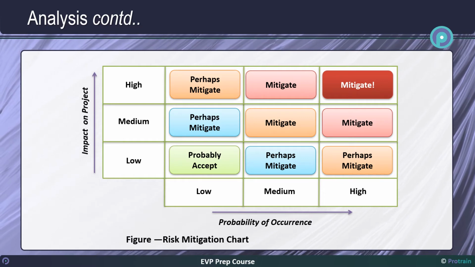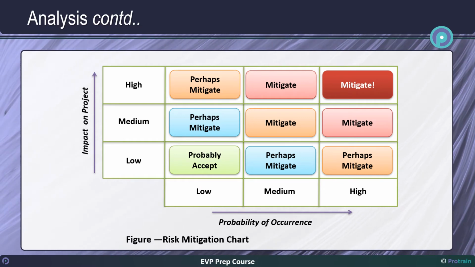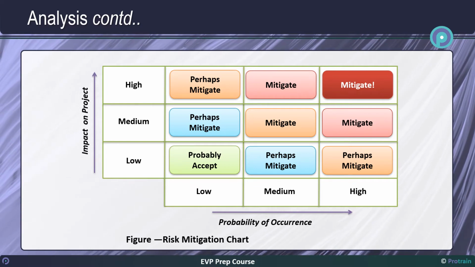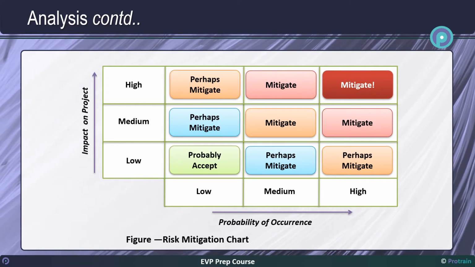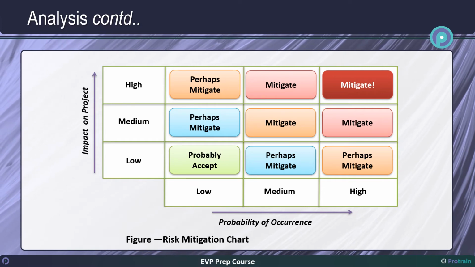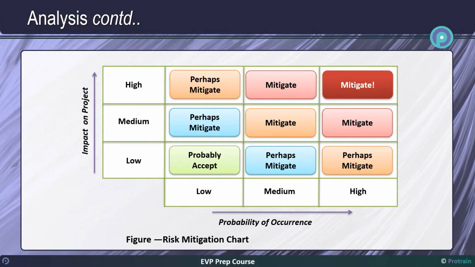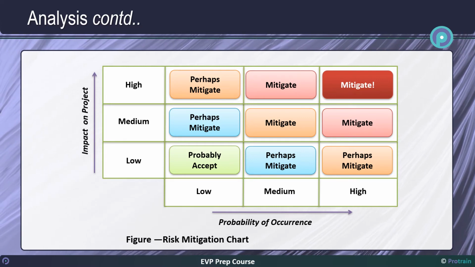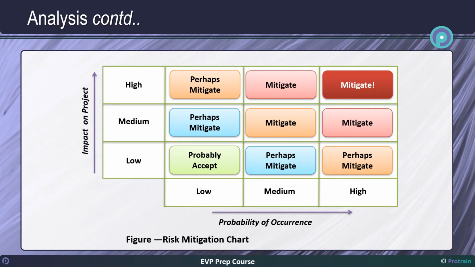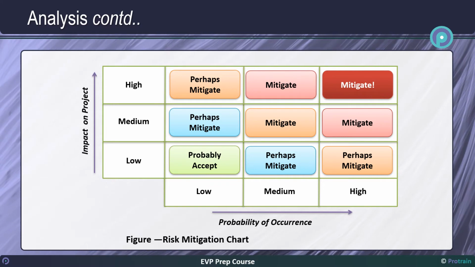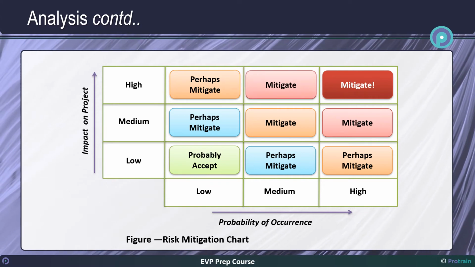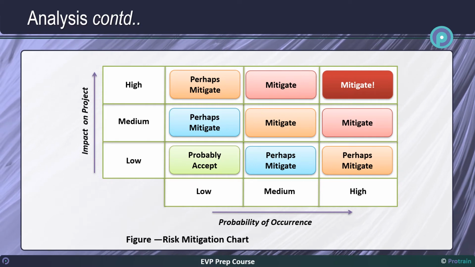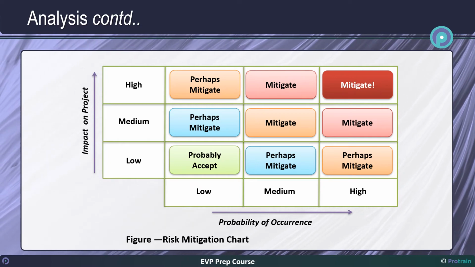Let us take the same example of fire at site to understand how to use the probability impact risk matrix, and determine criteria for mitigation of a particular risk. As noted in the risk assessment, the probability of occurrence of this risk is medium, however, the potential impact of this risk is high. Therefore, this risk item shall fit into this particular cell of the risk mitigation chart. As highlighted, this risk should be reviewed for mitigation.